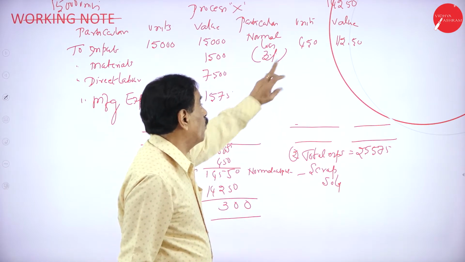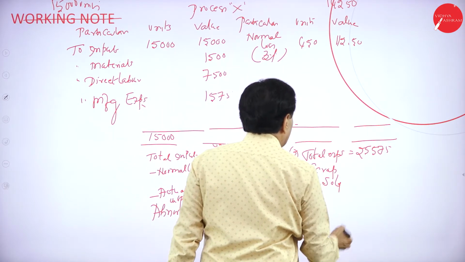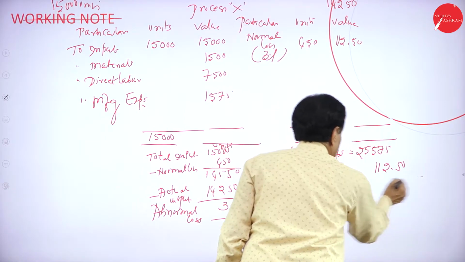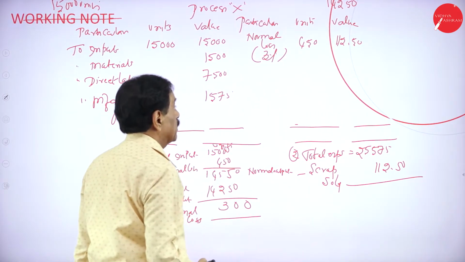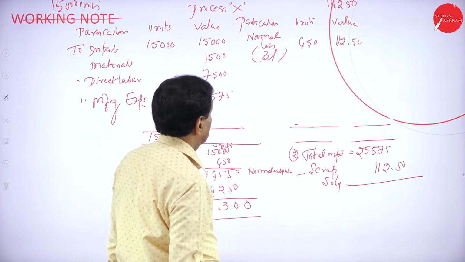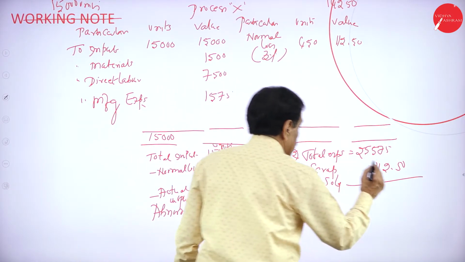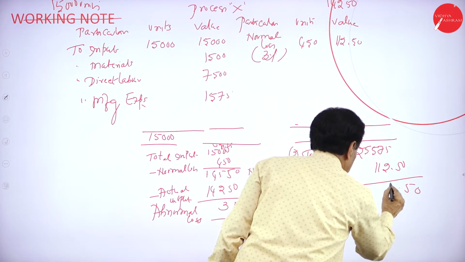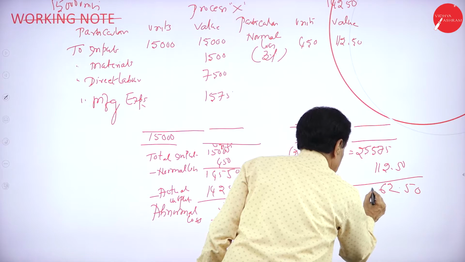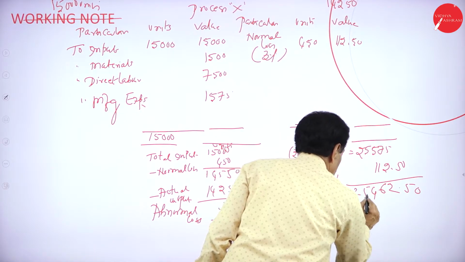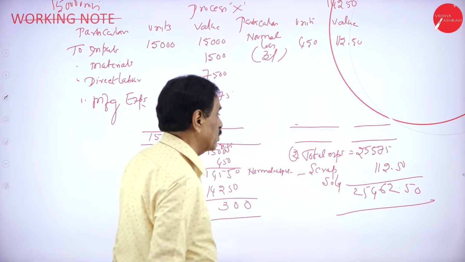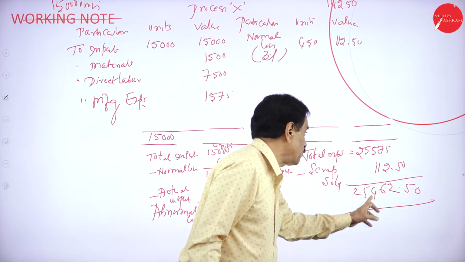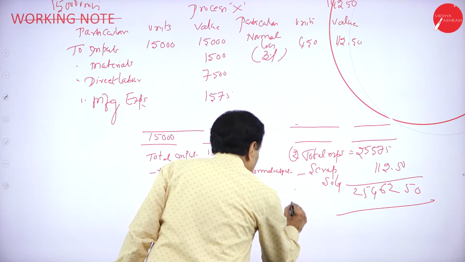How much scrap sold? 450 units. At what price? At rupees 25, which is 112.50. Deduct that: 25,462.50. Add the figure. 5 plus 5, 10, 3 plus 5, 6 plus 1, 7, 4 plus 1. This is called normal cost.